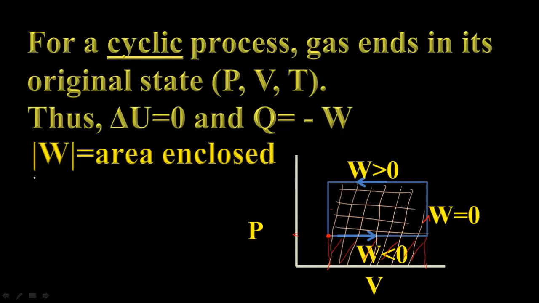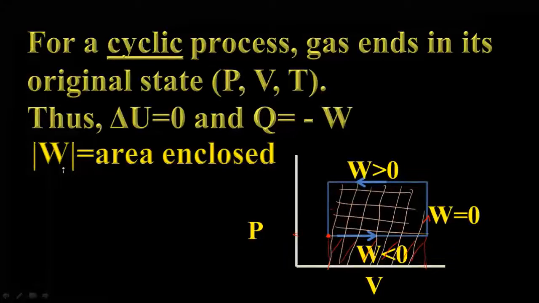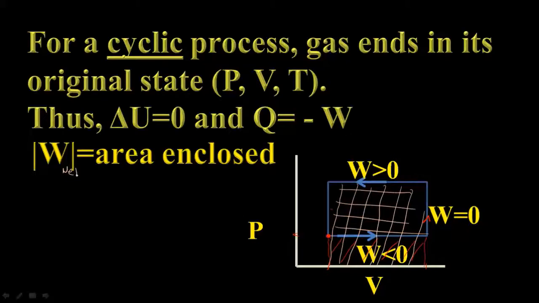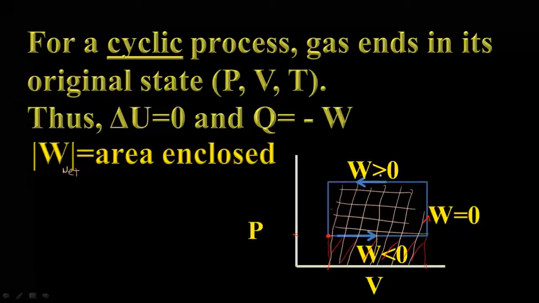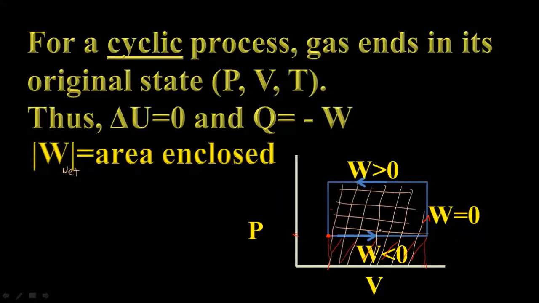Okay, so the net work, maybe I'll put the word net in there. And I put the absolute value sign because depending on which way the cycle goes, you could end up with a net work that's either positive or negative. In this case, it would be positive work done on the gas, but if it was in the reverse direction, it'd be positive work by the gas or negative work on the gas. It's just the area enclosed by the cycle as drawn on the PV graph.